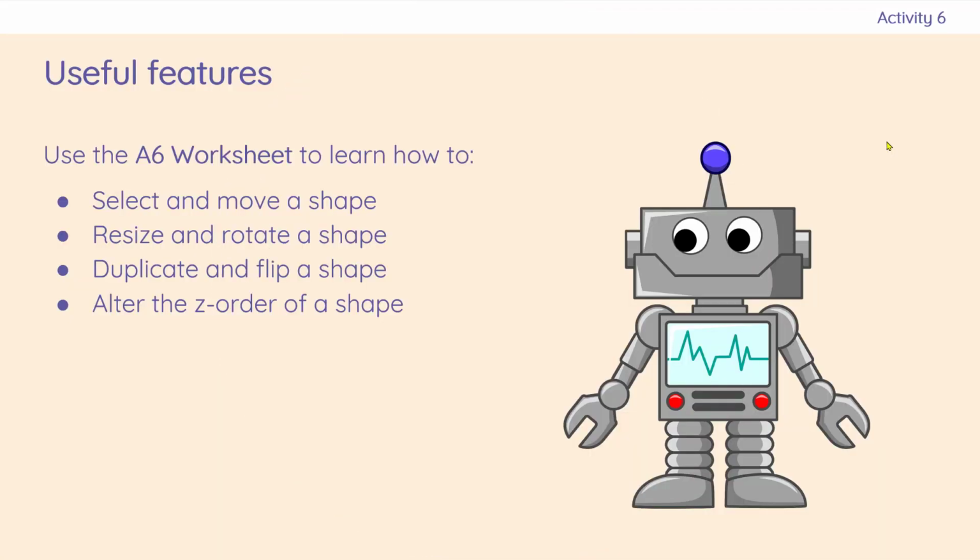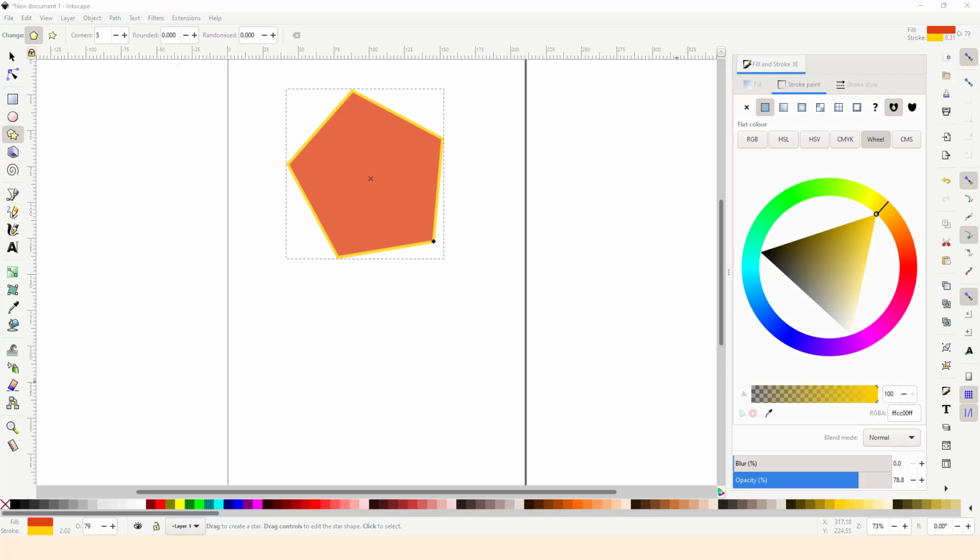One last couple of little things to show you before we move on to creating our robot. We should have all of the skills now for rectangles and different shapes to be able to create it. It's just a couple of things about how you might move shapes around, how you might duplicate them and resize and rotate them. And also alter what we call the Z order of the shape, how they are placed onto the drawing canvas and which shapes appear on top of each other, etc. I'll just switch over to Inkscape and show you what I mean.